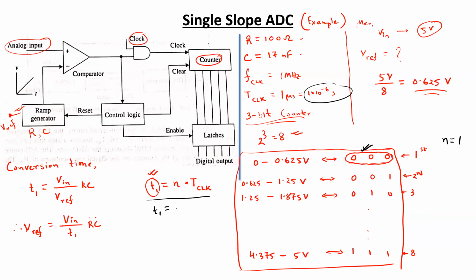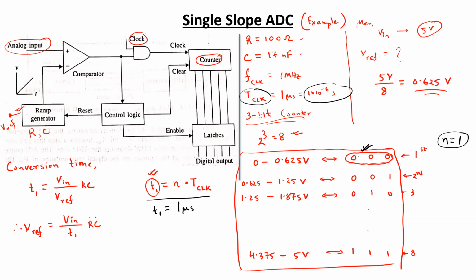1 microsecond. 1 into 7 into... why 7? The number of clock pulses will receive. For the first quantization state, it is receiving only 1 clock pulse, right? It's 1 microsecond. So 1 into the period of the clock pulse, that would actually give you 1 microsecond. So that is your duration of T1 for the first quantization state.